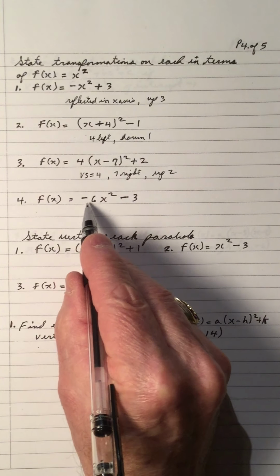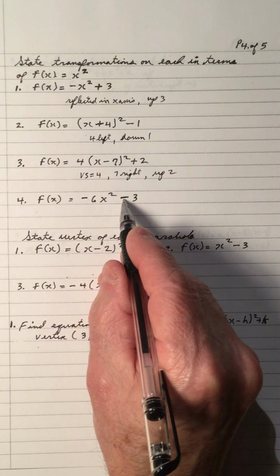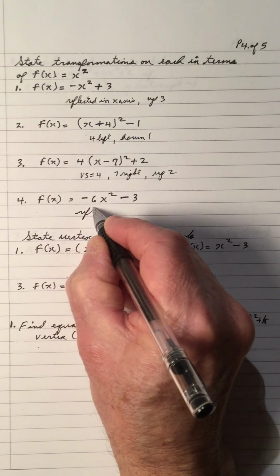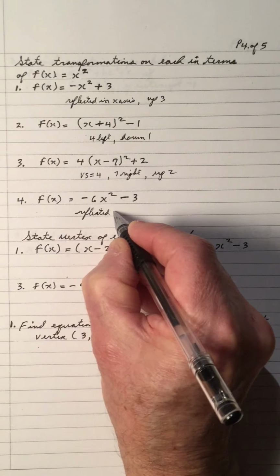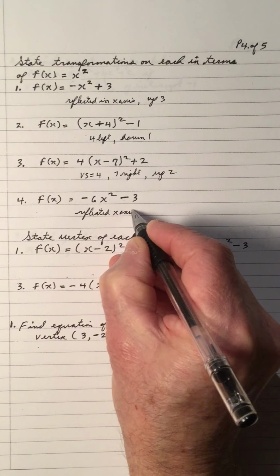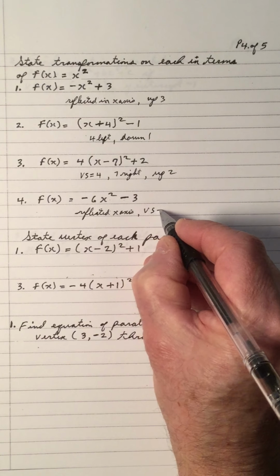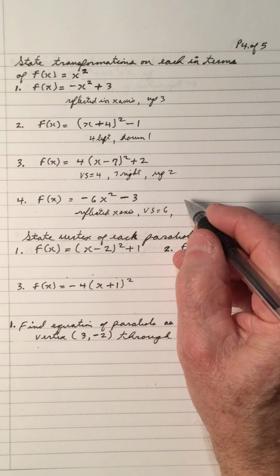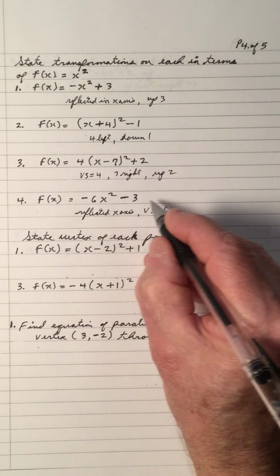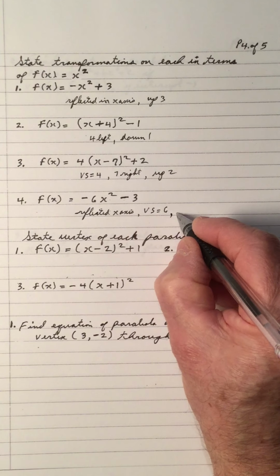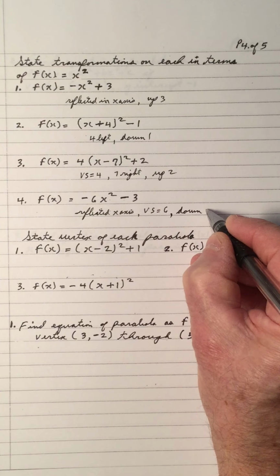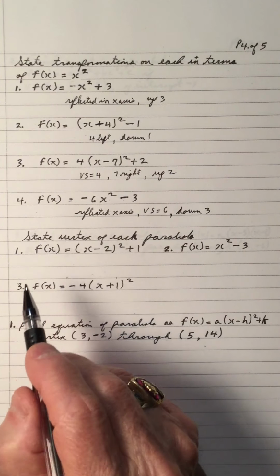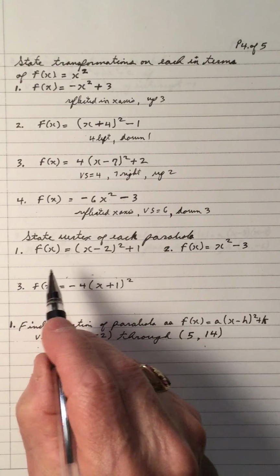Number 4, again we have a negative 6x squared minus 3. Notice we have no bracket. Because of the negative, it's reflected in the x-axis. 6 is a vertical stretch of 6, and there are no brackets, so we have no horizontal translation, and minus 3 is gone down 3. And for the next ones, don't forget to pause the video, see if you get the right answers.